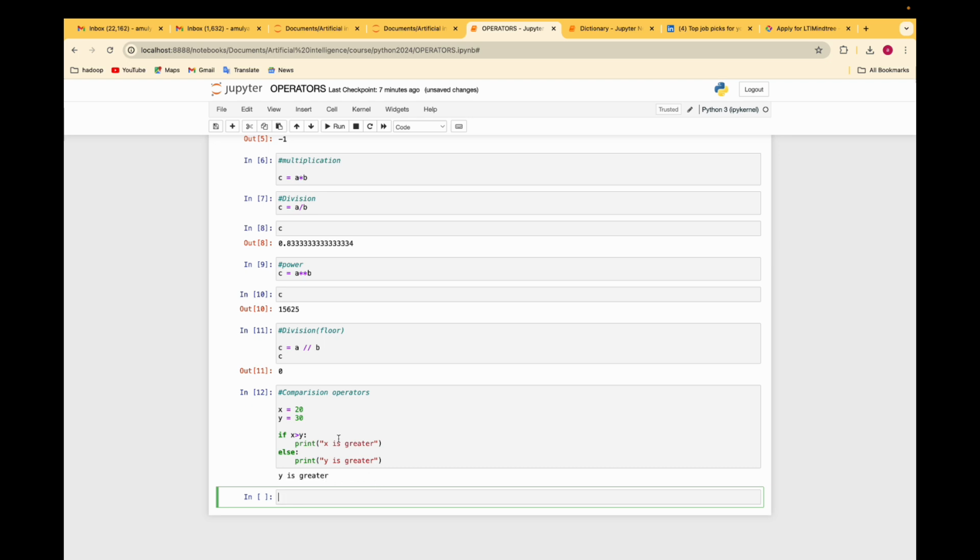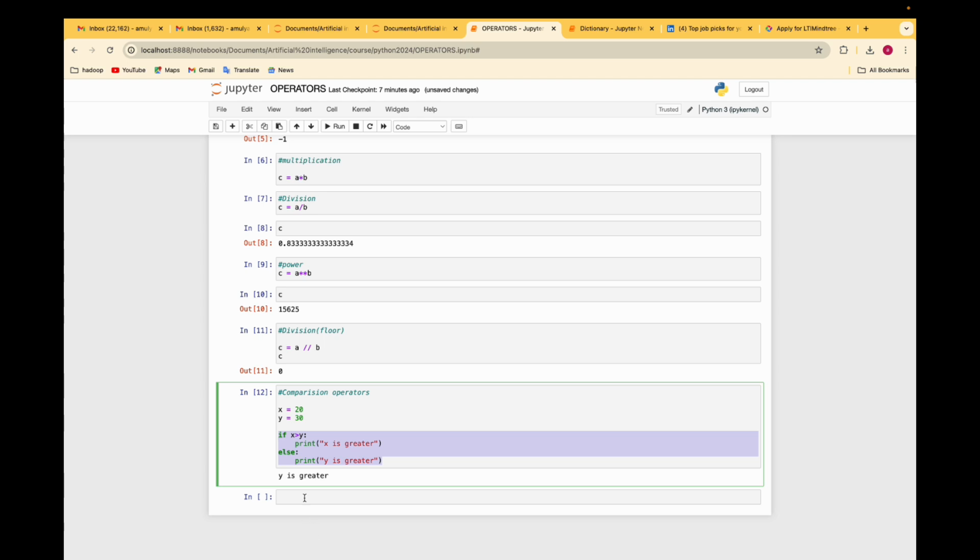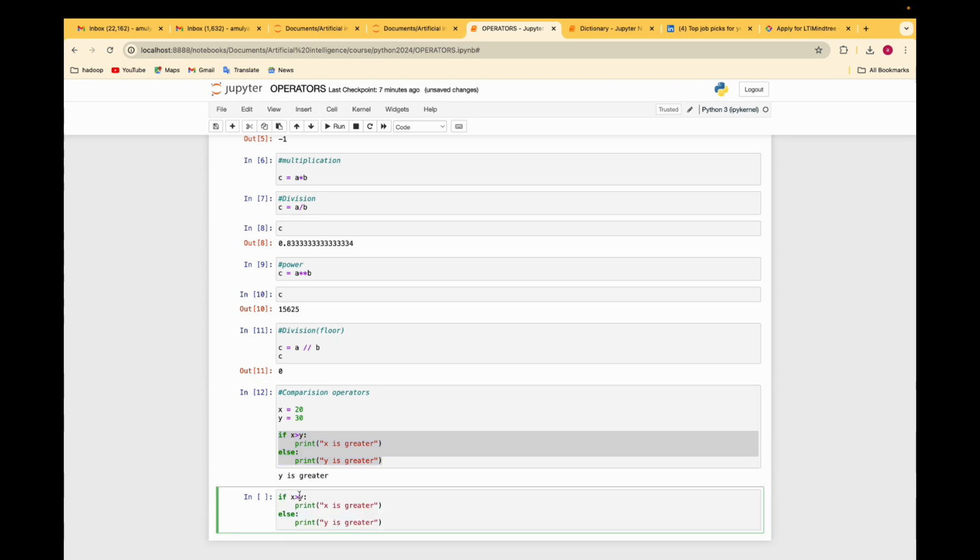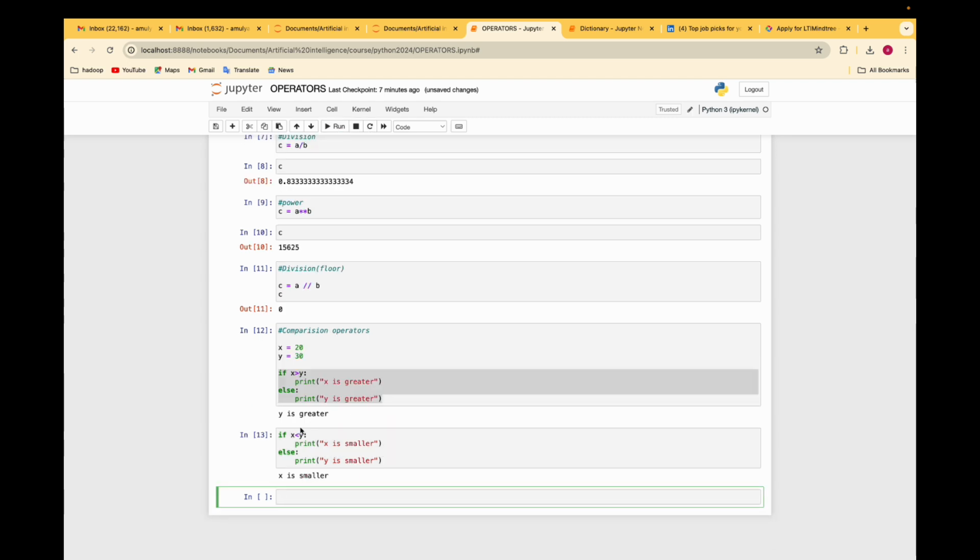Let's take the same example and say x less than y. If x less than y, x is smaller, else y is smaller. I'm just explaining about the operators. So x is smaller here, so it says x is smaller.